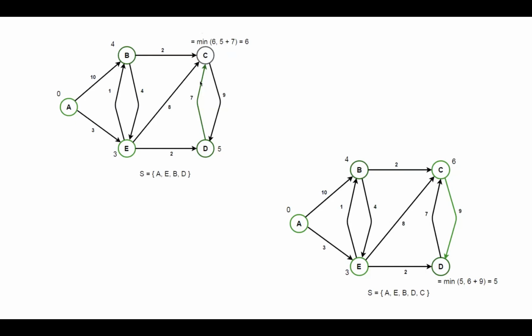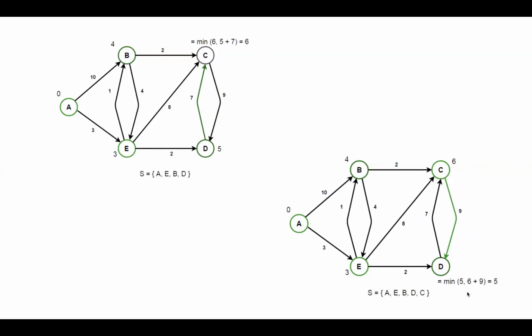Getting? So D is added, AEBD, and it is reached. How is it reached? AEBC, 3 plus 1 plus 2. Okay, AEBC. We just checked for this D to C, but it is not minimum. Okay, the minimum is this one, A, E, B, and C. Then we considered the last node, that is C. What are C's neighbor nodes? D, only D, which is 9. Then again we considered the minimum of 5 and 6 plus 9.